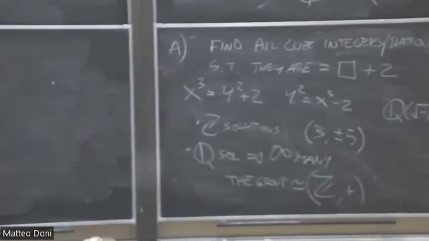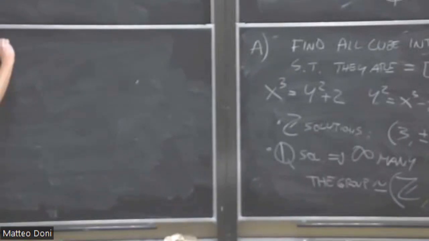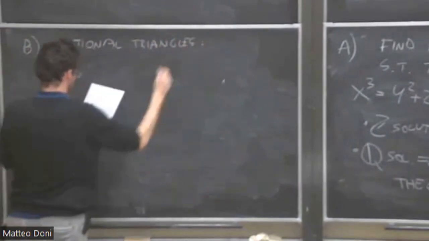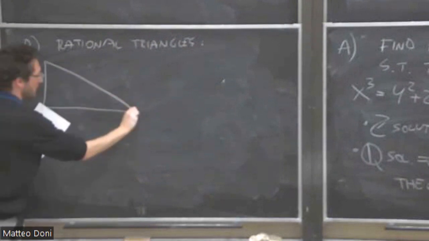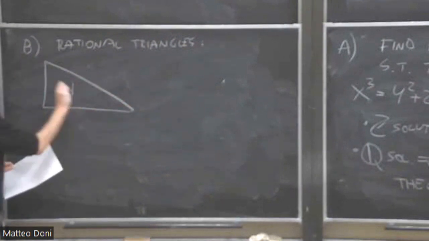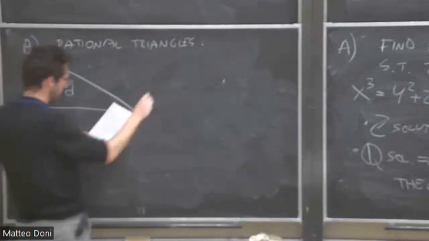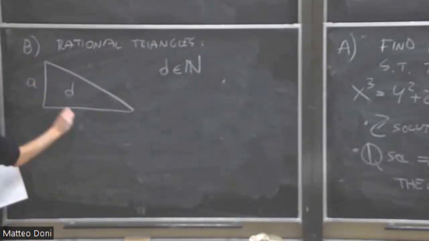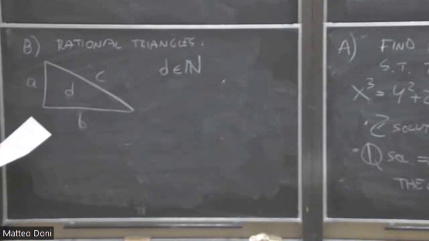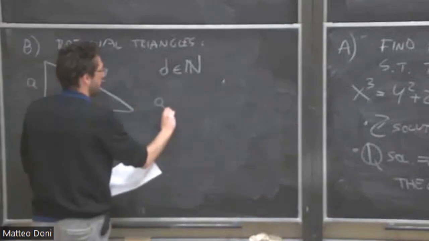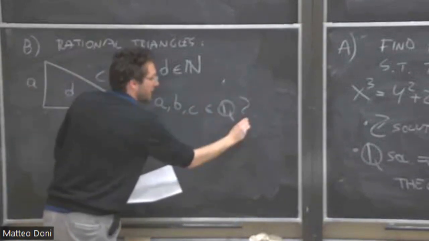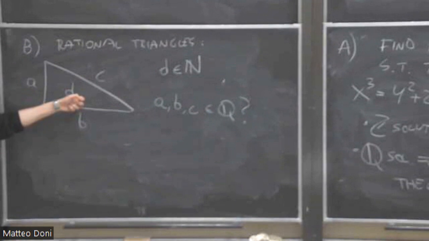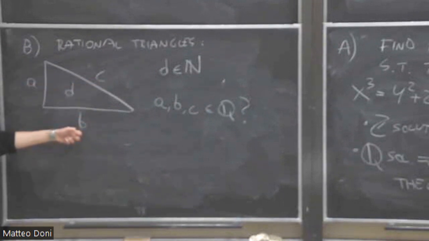Okay, the second example is the problem of rational triangles. Which is: take a right triangle with area which is, I can say, a natural number D. The problem is, can you find such a right triangle with sides A and B and C, all rational numbers? Can you construct such a right triangle with this area and sides which are rational numbers?